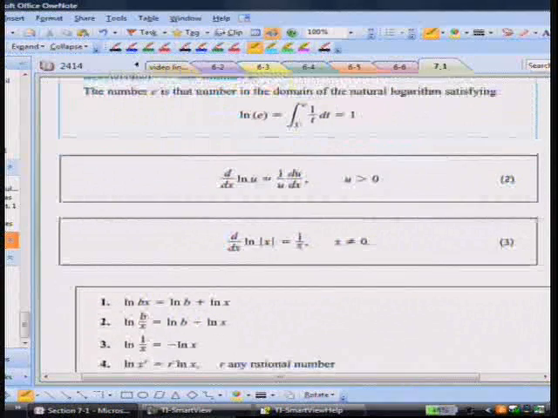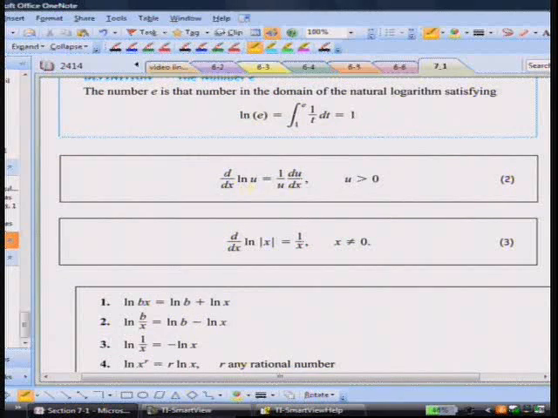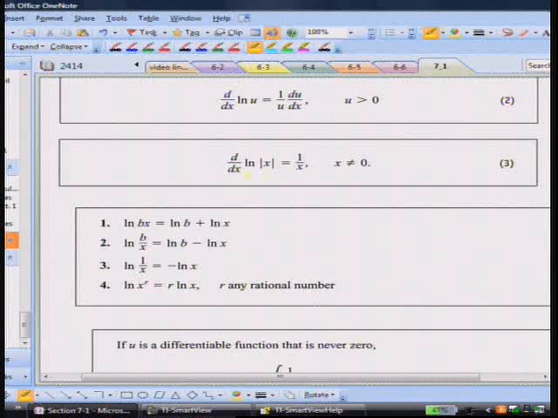All right, so you kind of already know this. The derivative of the natural log is 1 over u, and then here's the chain rule, du dx, right? So if it was ln of x squared, you'd have to do 1 over x squared times 2x. Or you could use properties of logarithms to simplify it first. And then the derivative of ln of the absolute value of x, of course, is just 1 over x.